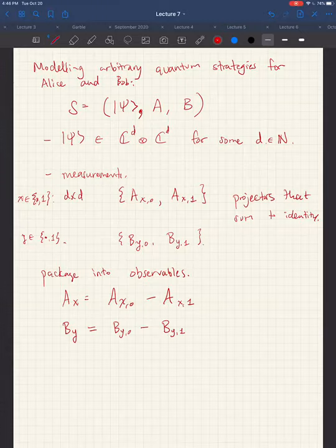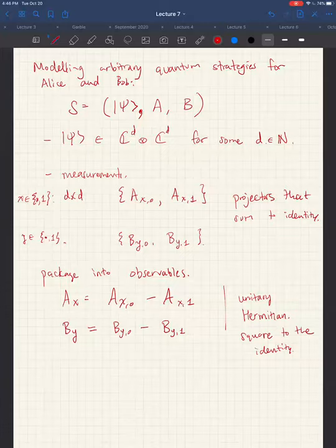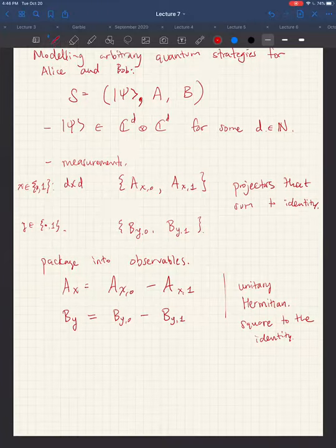And notice that these are observables, so they're actually unitary and Hermitian. Another convenient thing about them is that they square to the identity. If you square them, it's going to be the identity matrix. Right, so we'll just work with observables because it'll be easier and nicer. So that's what a strategy is. You choose a state, you choose your observables, and that tells you everything about how they'll behave in the game.